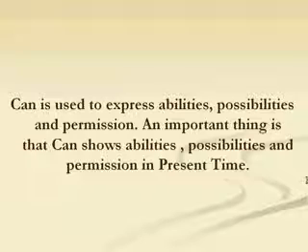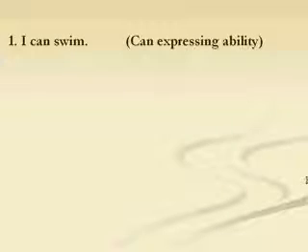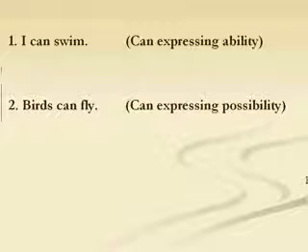Basically, Can is a modal verb, right? So Can shows these things in present time. For example, I can swim. This I can swim expresses an ability. Can is being used to express an ability. In example number 2, you can see that birds can fly. Here you are also using Can as a modal verb. In example number 2, birds is your subject, Can is a modal verb, and fly is the main verb, action verb, right? So birds can fly. Here Can is expressing a possibility, that it is possible for birds to fly.